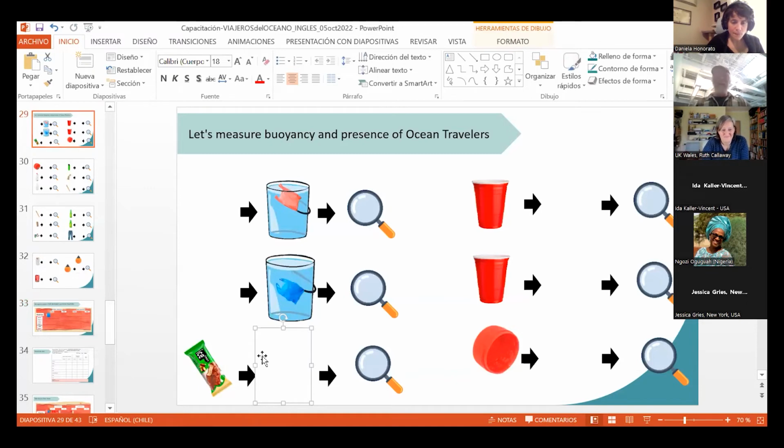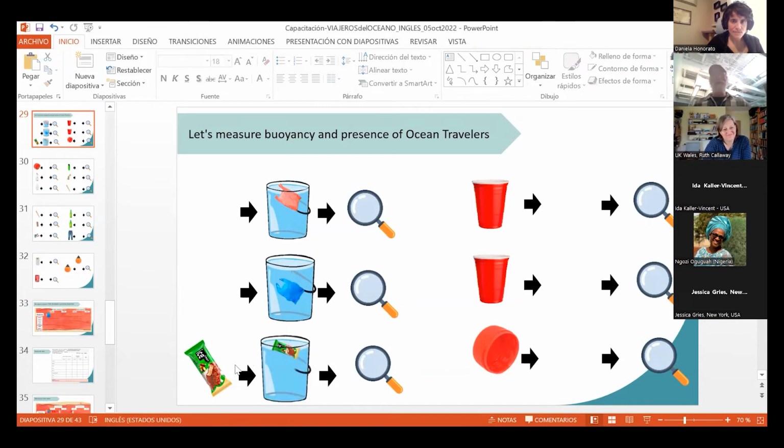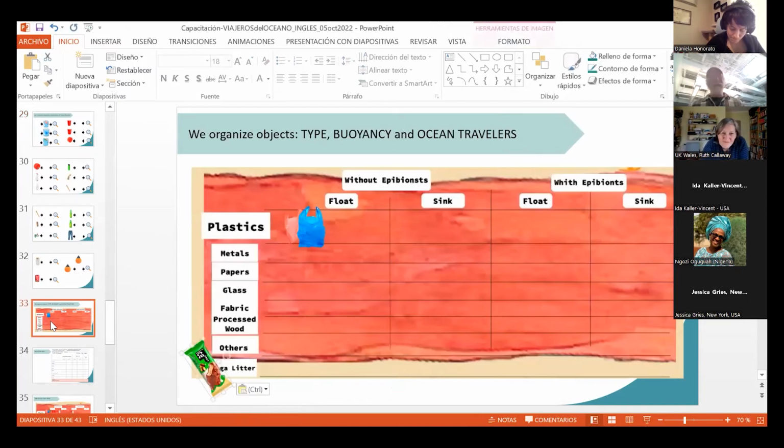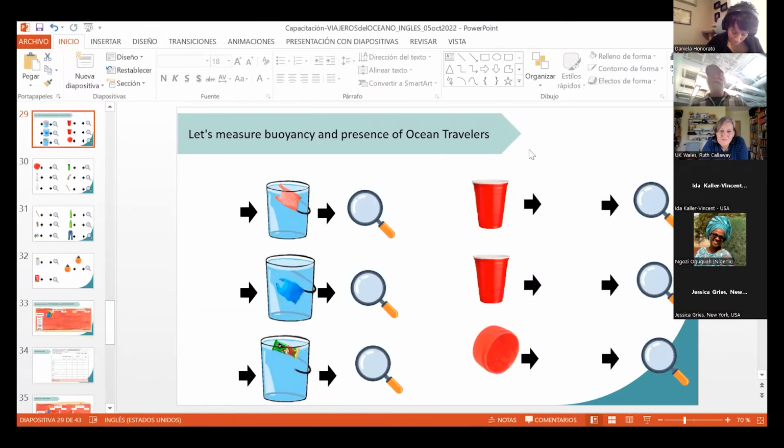So how about the ice cream wrapper? What do you think? Does it float? Yes or no? Maybe, I think maybe yes. There's only one way to find out. Put it in the bucket, it floated, and it doesn't have any epibionts, so it also goes into this category. How about this plastic cup here? What do you think?